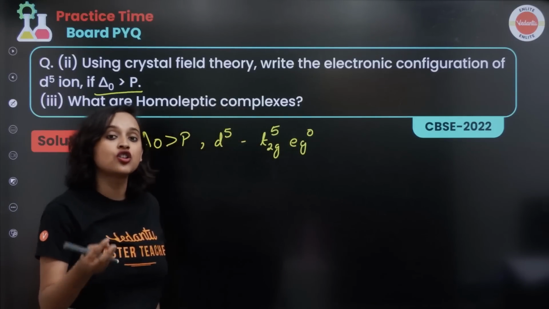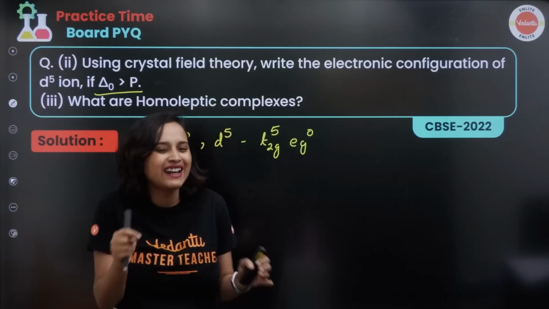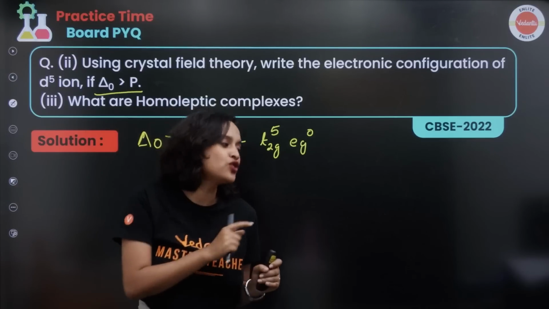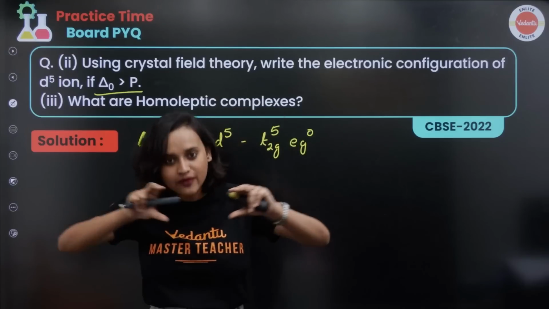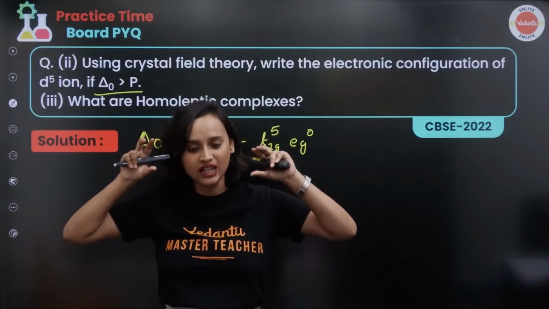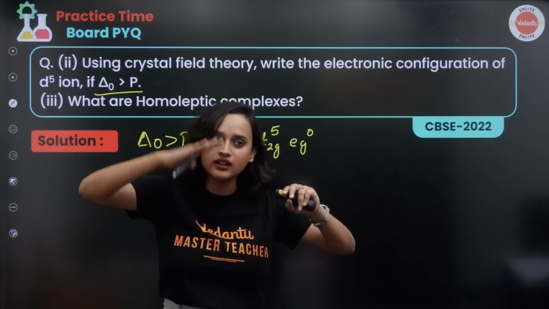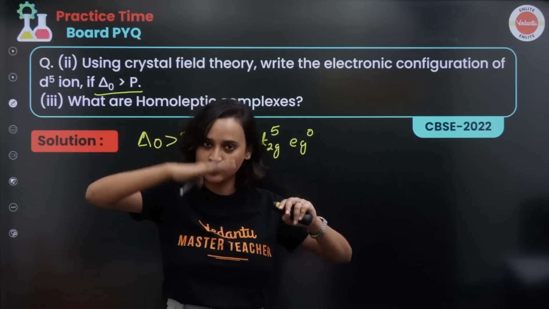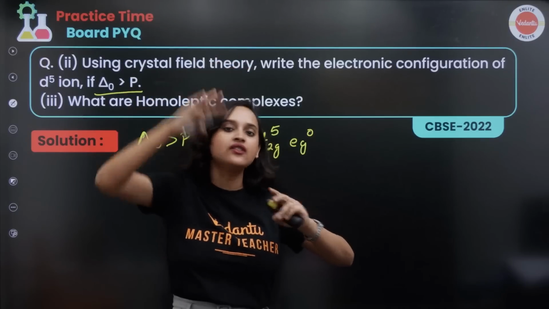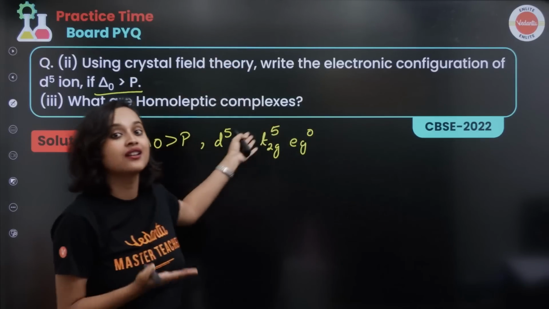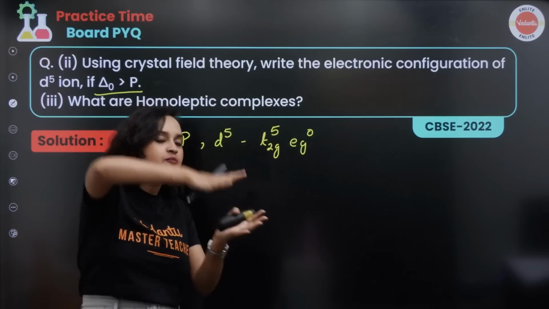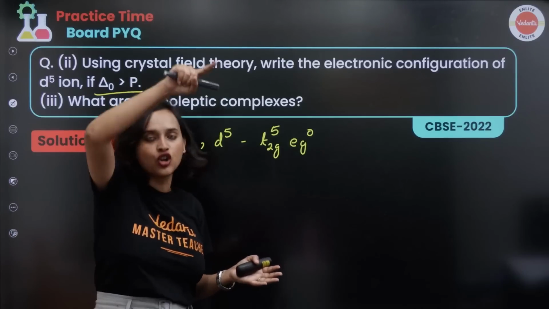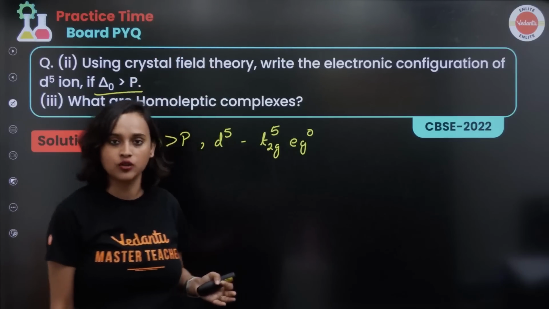All the 5 electrons will just scooch over. Even I want to join in. So all of them will get into the t2g, the lower level only. On the eg level, they will not go, because like I said, pairing energy is less. The effort to pair the electrons is lesser. Splitting is so much that they don't want to jump onto the eg level at all, okay?